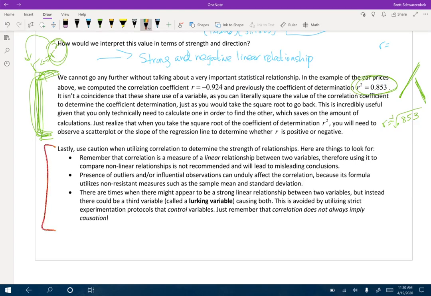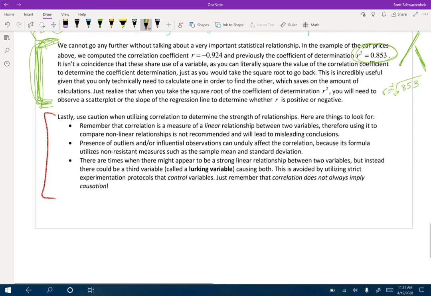Okay, last thing here. This is essentially the cautionary tale part of the lesson, which is our last part of the page.